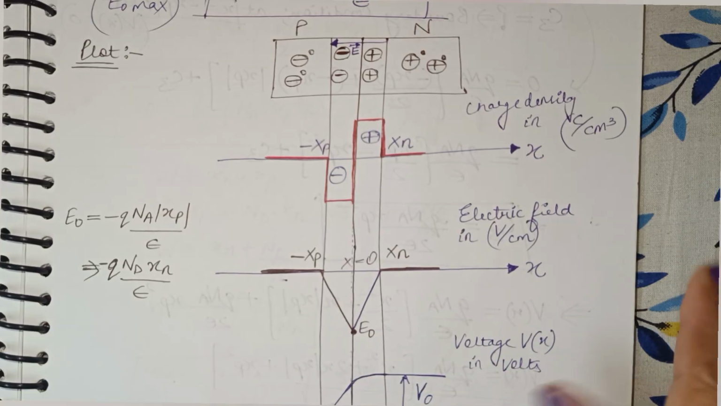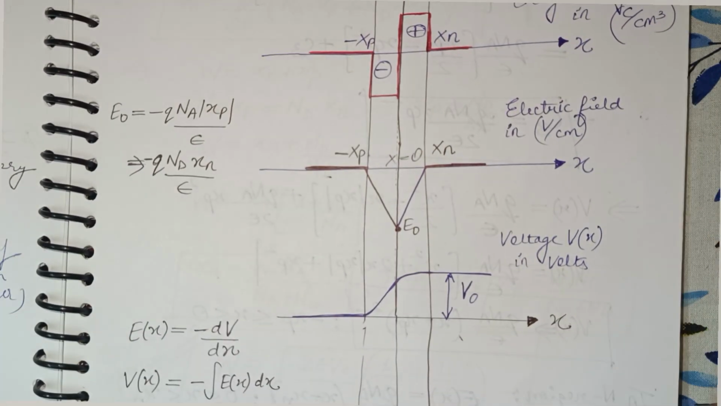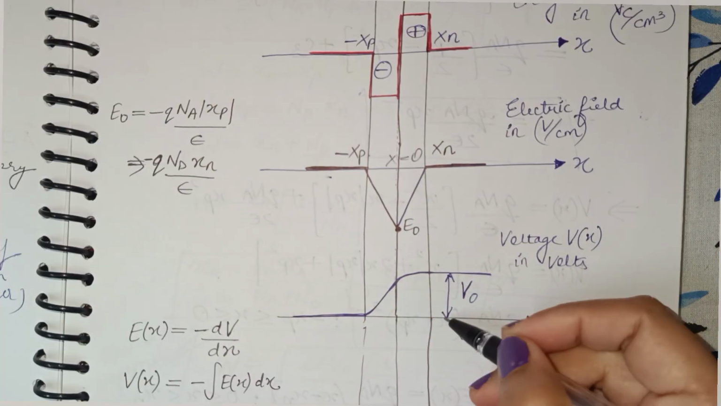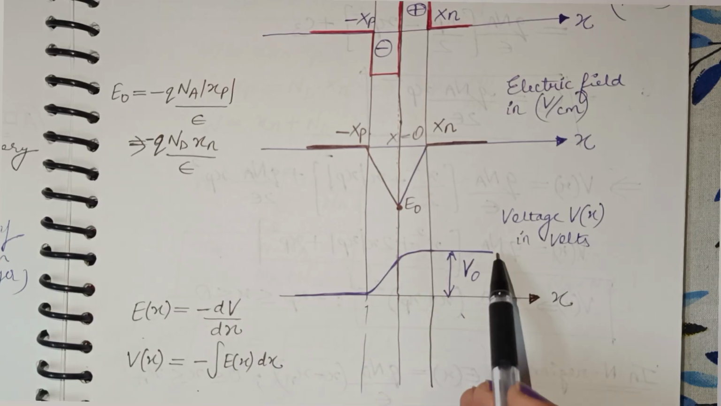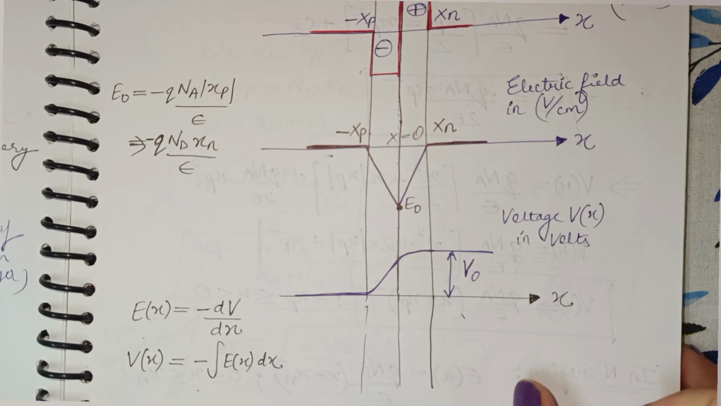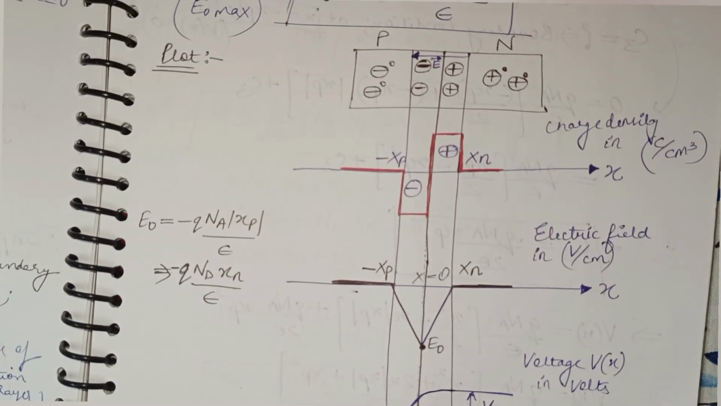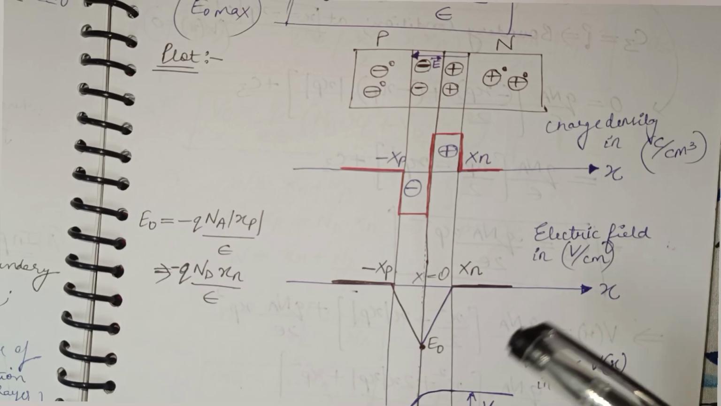And there is a task for you. You can also derive the value of voltage, which is here. It can be calculated from Ex is equal to minus dV by dx, where Vx is the integration of Ex dx with a negative sign, and the voltage curve will be something like that. This is a basic PN junction plot and derivation for electric field, and also the maximum electric field at x is equal to 0.